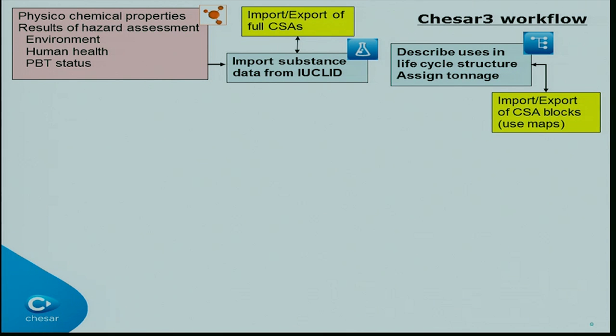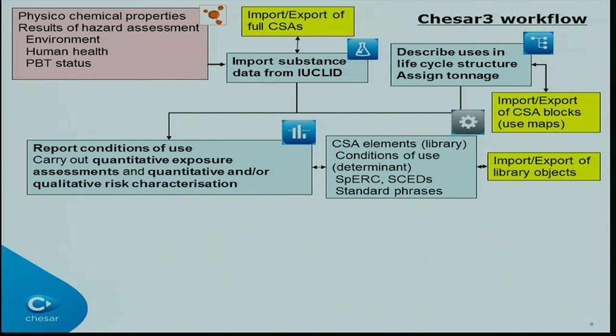Then describing the uses in what we call the lifecycle structure. So all the uses can be described in Chesar, and there is a need to assign tonnage to carry out an environmental assessment. Again, it's also possible to import and export part of this, for example, importing use maps from registrant. Once you have those two key pieces of information, you have to carry out the exposure assessment.